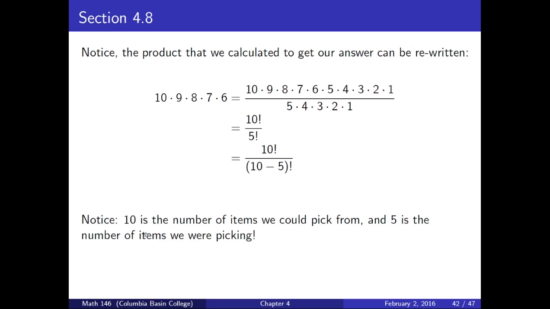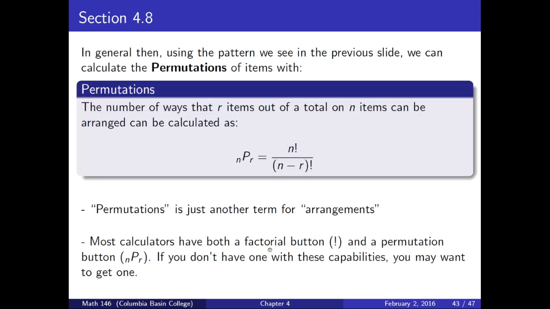And you'll notice that 10 was the number of books we could pick from, and 5 was the number of books that we had room for. So this gives us our general pattern for permutations. In general, if you want to figure out the number of ways that r items out of a total of n can be arranged, we calculate that as the permutations of n items taken r at a time.